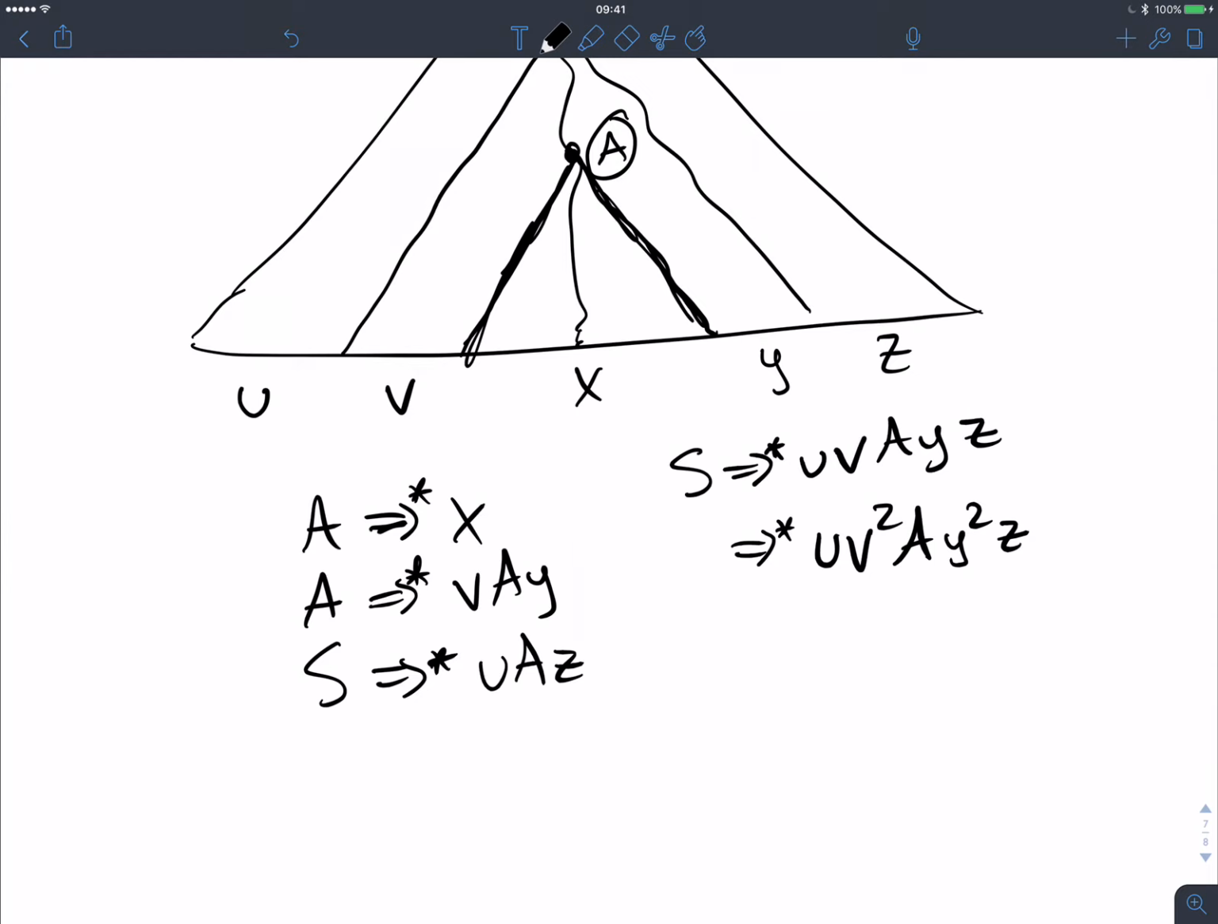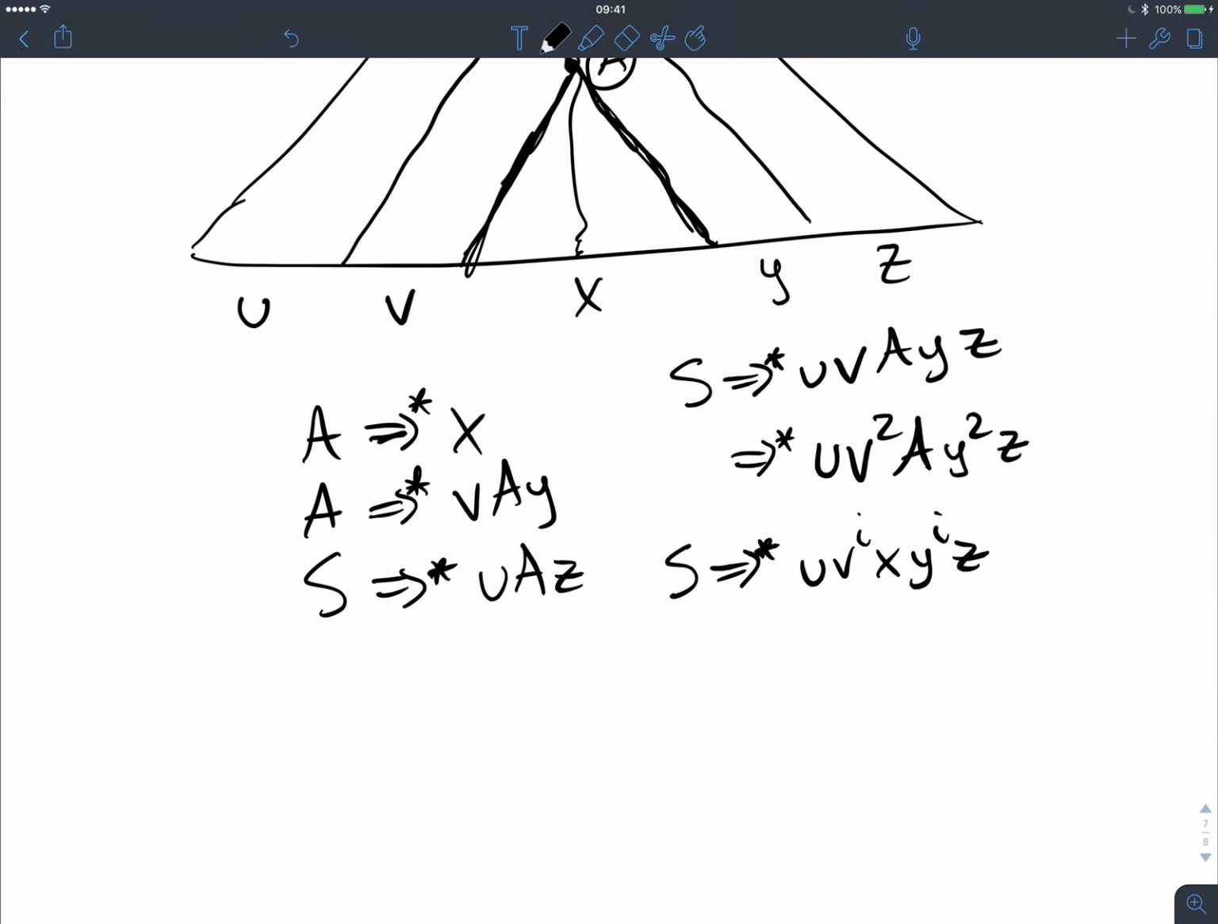What could we say about U, V to the i, X, Y to the i, Z? So let's see. How do I get that string? Well, I apply S goes to UAZ. Then we apply A makes VAY i times. And then we apply A makes Z.